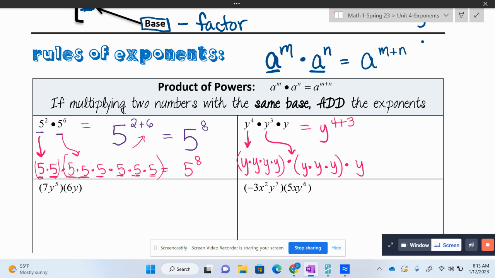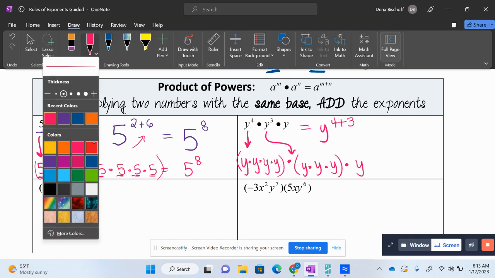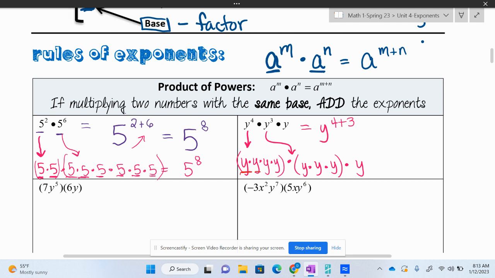How many do I have across the bottom when I expand that? 1, 2, 3, 4. Yeah, 8. But 4 plus 3 does not equal 8. You have one more y. Do you guys see this y right here? It doesn't have an exponent there, but it really is to the first power, right? We just don't write anything to the first power.